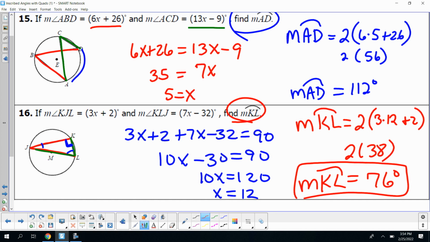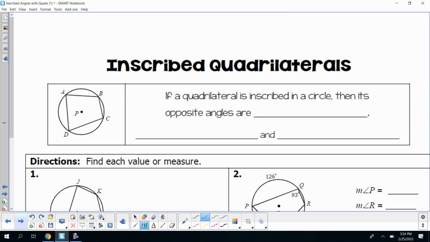All right, turn the page, and we are going to talk about inscribed quadrilaterals. If a quadrilateral is inscribed in a circle, then its opposite angles are supplementary.